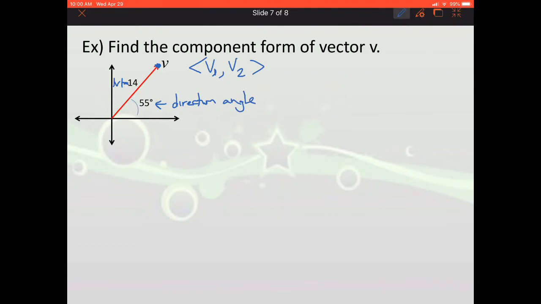All right. Remember, direction angles, or just angles in general, start on the positive part of the x-axis, and positive angles will go counterclockwise. So the direction this one's going is 55 degrees. So this question is saying, let's take this vector v and write its component form. So I'm looking for basically this answer right here.